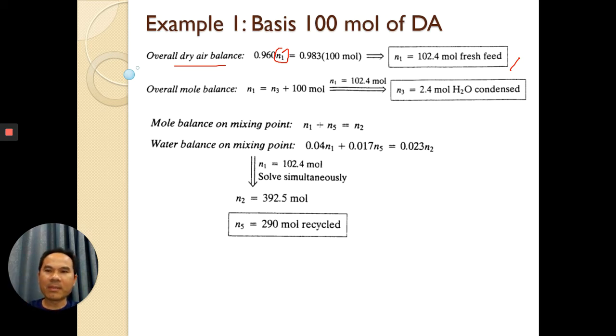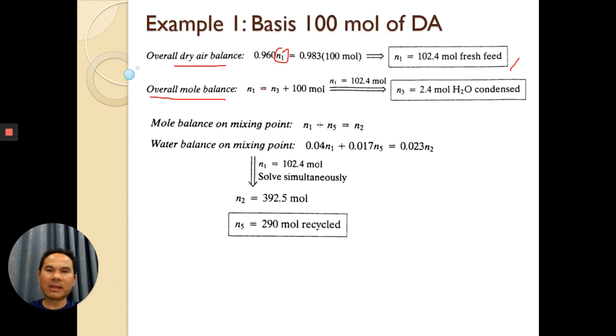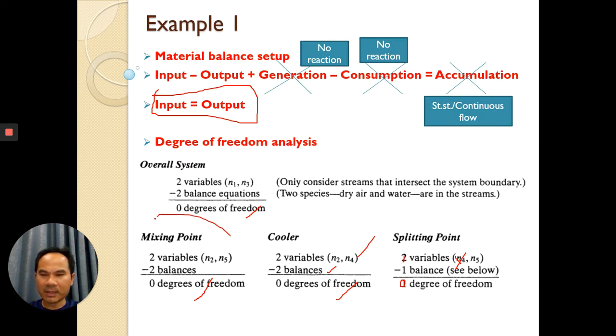And then we make the overall mole balance. Overall, we have one feed and two outputs. One is N1, the total mole. The outputs are N3 plus 100. We get N1 equal to N3 plus 100. N1 we know already from the first equation, and then you substitute N1. You can calculate N3 equal to 2.4 mole water condensate. And then the next step, we make the mixing point balance.